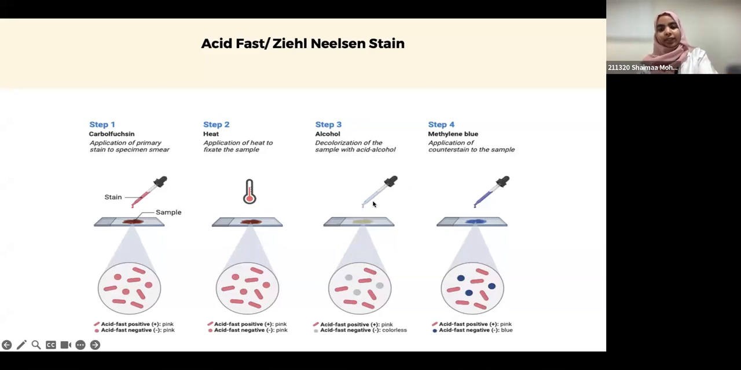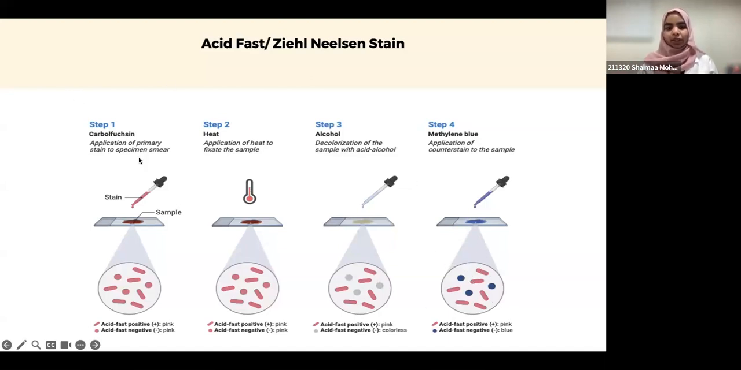And now you need to add a counter stain to see the other things. So what are you going to add? Methylene blue. Blue is blue in color. So whatever is not a Mycobacterium is going to look blue. So usually it's the epithelial tissue that's with the sample or on the slide that is going to end up being blue, and the Mycobacterium is going to be the pink bacilli.